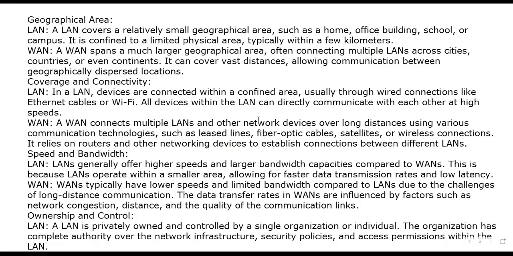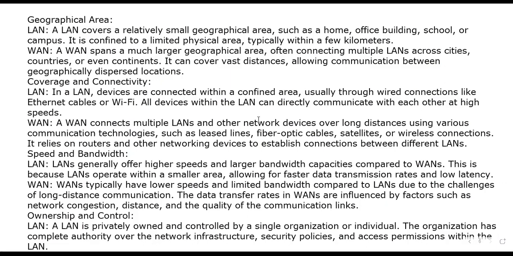These can use fiber optic networks and wireless connections, so it relies on routers and other networking devices to be connected at different areas. As for speed, LAN is faster. The bandwidth is larger compared to WANs because LANs operate in a small area, allowing faster flow. Whereas with WAN, we're looking at speeds that have a limited bandwidth due to the challenges of long distance, so data can be congested and a little bit slower.